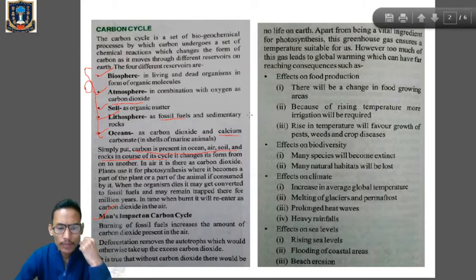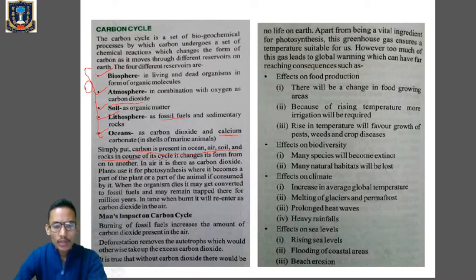First one, burning of fossil fuel. Burning of fossil fuel increases the amount of carbon dioxide present in the air, because fossil fuel contains carbon. So whenever we are burning the fossil fuels, carbon will be released. So that will increase the concentration of carbon dioxide in the air.